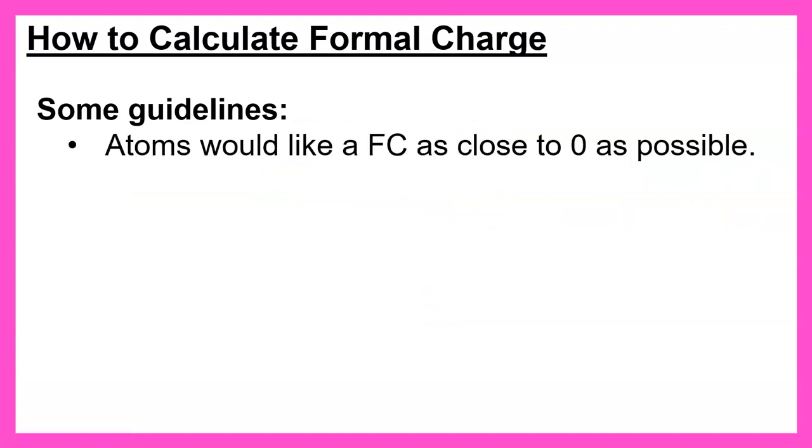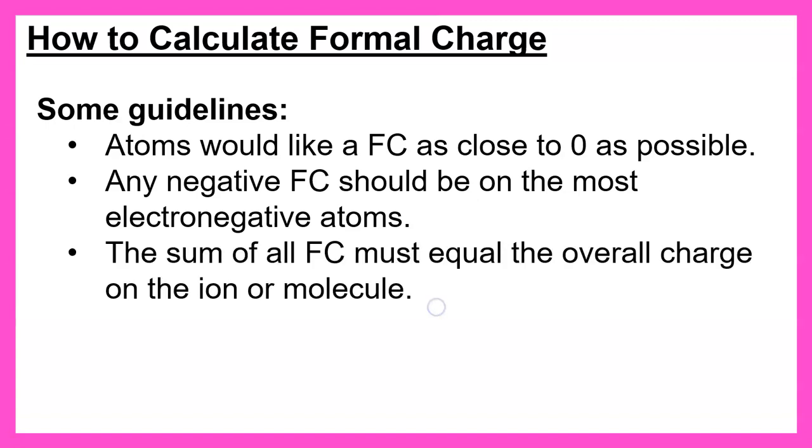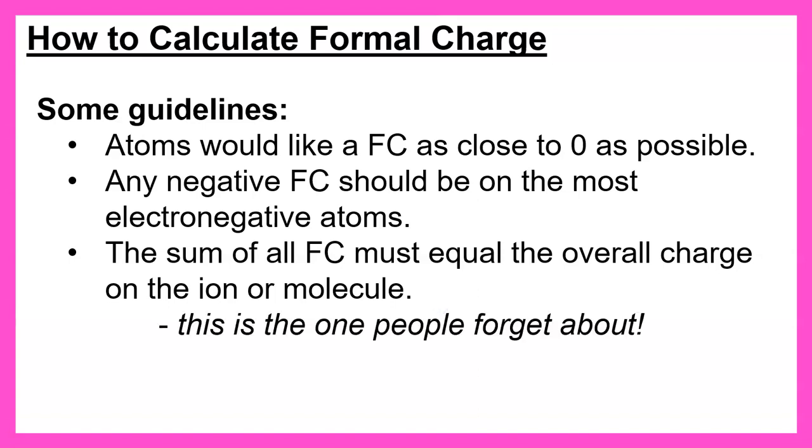Remember, we want to have as close to 0 as possible. Any negative formal charge should be on our electronegative atoms. And then the last one is the one that people sometimes forget, and that is whatever your sum of formal charges is, if you add up all your formal charges, it needs to equal the charge on the structure you're drawing. If it's a +1 ion, like you're trying to draw ammonium, it needs to add up to a +1. If you're drawing carbonate and it's a -2 ion, it needs to add up to a -2. That's the one I see people forget about.